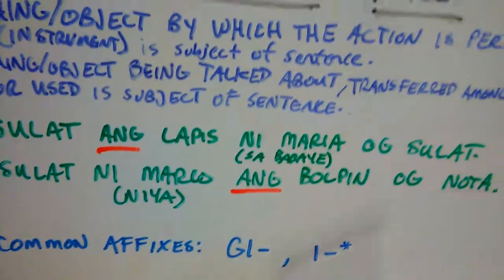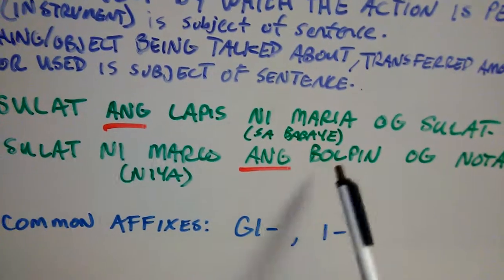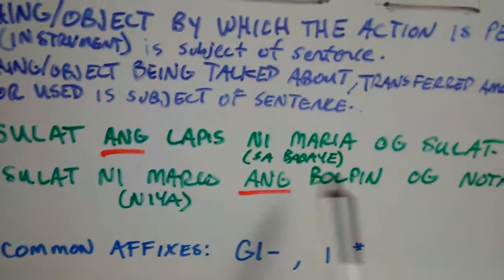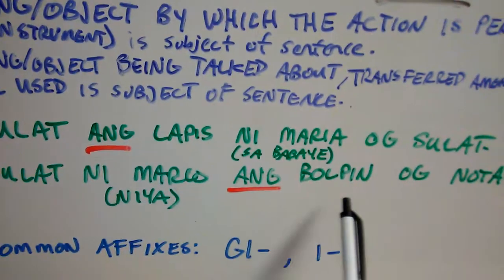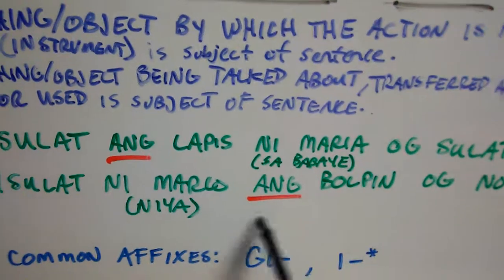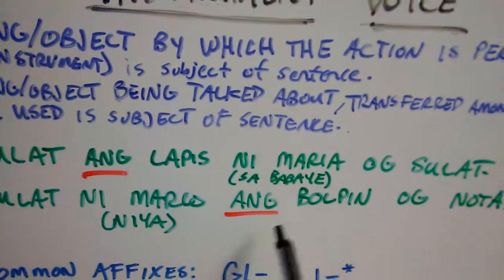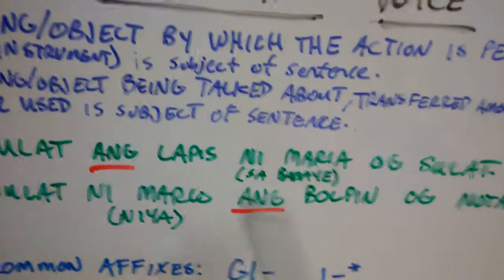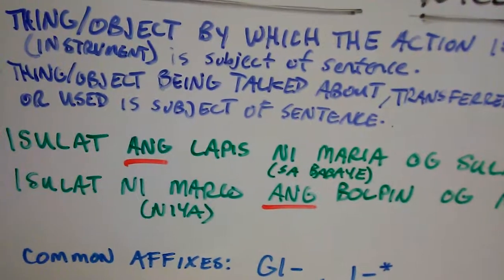Isulat niya ang bolpen ug nota. He will use the pen to write the note. But in this case, it's the instrument voice. So the instrument is getting the attention, right? Ang bolpen, that's our voice. That's what we want to talk about. It's our focus because it's an instrument.